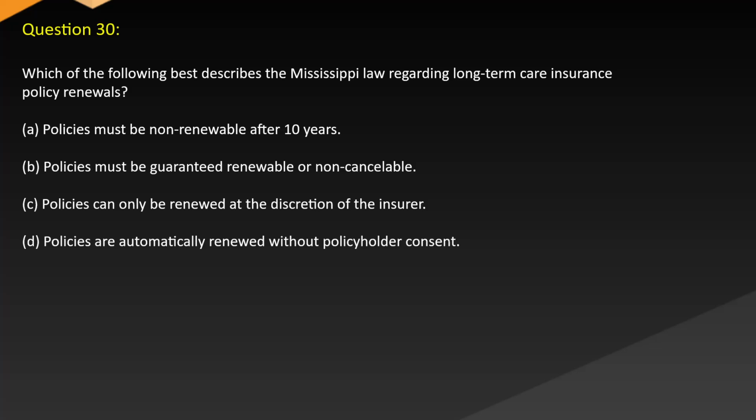Question 30. Which of the following best describes the Mississippi law regarding long-term care insurance policy renewals? A. Policies must be non-renewable after 10 years. B. Policies must be guaranteed renewable or non-cancelable. C. Policies can only be renewed at the discretion of the insurer. D. Policies are automatically renewed without policyholder consent.